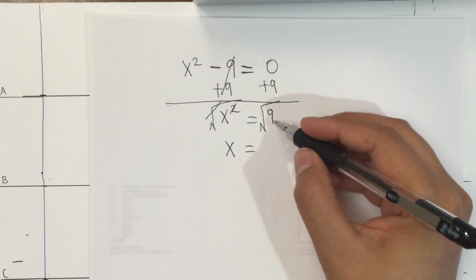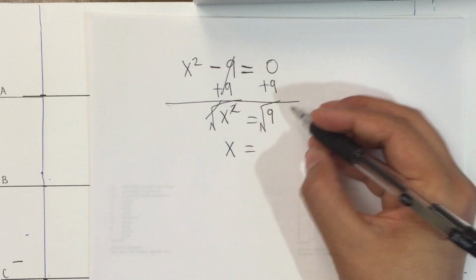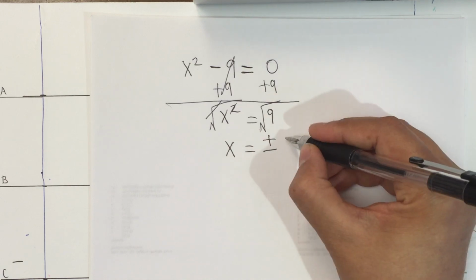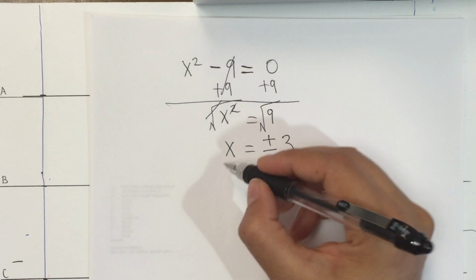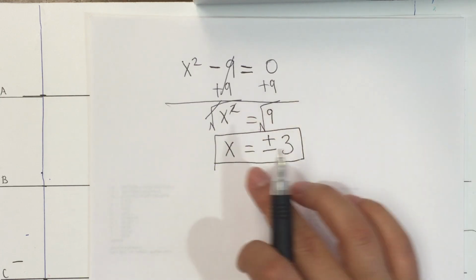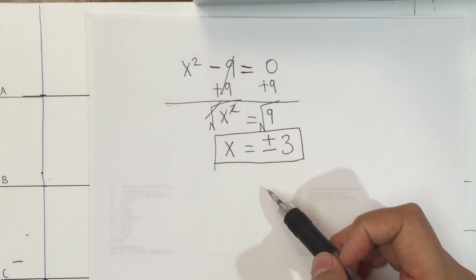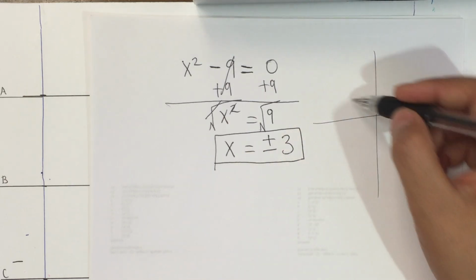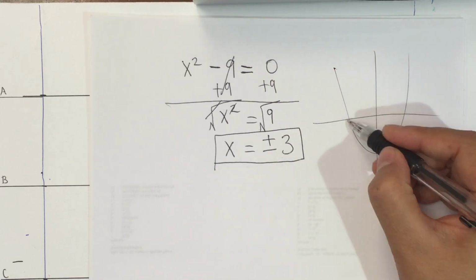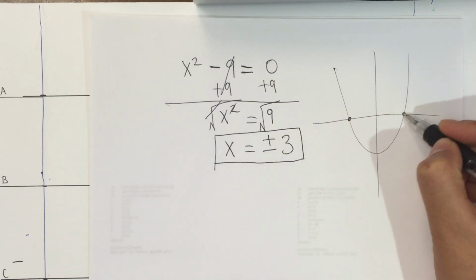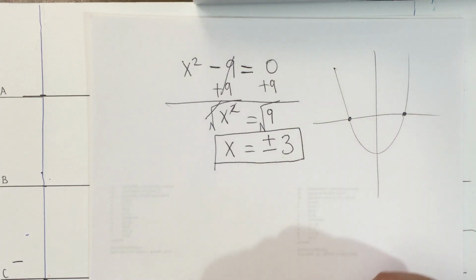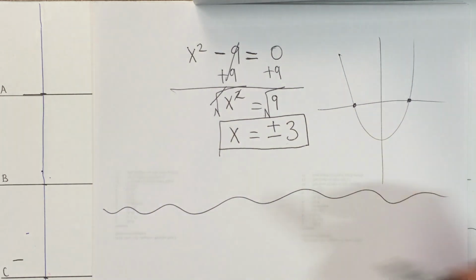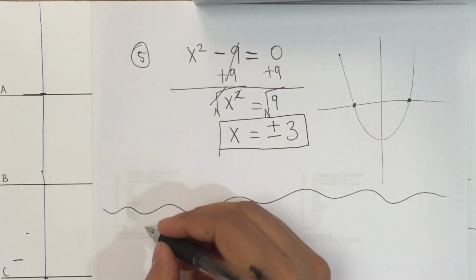And so x equals, remember, every time we take the square root it is plus or minus. The square root of 9 is 3, so plus or minus 3. Two different answers, okay? The answer is positive 3, the answer is negative 3. And this is going to be helpful because later on we're going to be identifying these as this being negative 3 and this being the positive 3. Two different answers, okay? Well, that was example number 5.